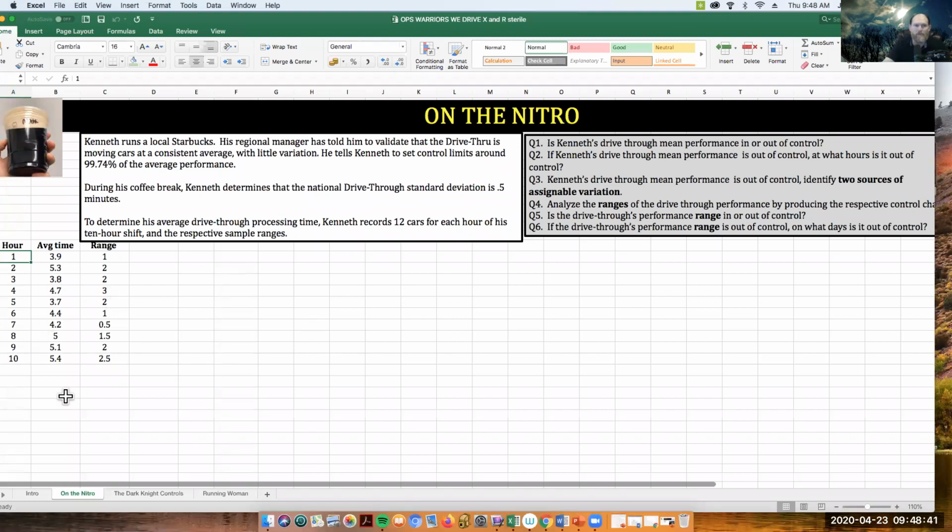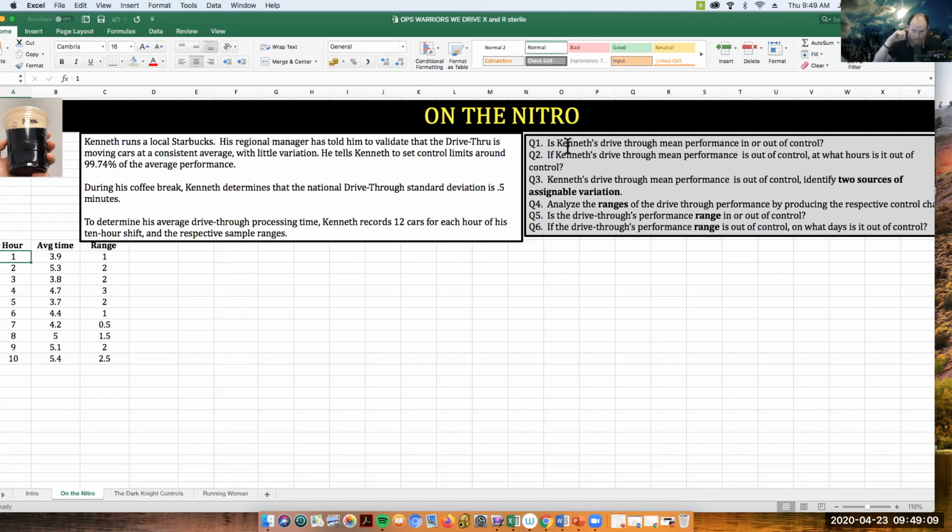What do you think, Ames? What's one of the first things we should do here to get started? To solve for X bar? Well, let's see here. We want to do a control chart, probably, so that we can analyze and answer the question, is the drive-through mean performance in or out of control? And if it is out of control, what days is it out of control? So you think we want to figure out what X double bar is? What should we do?